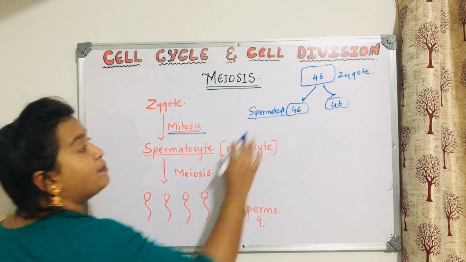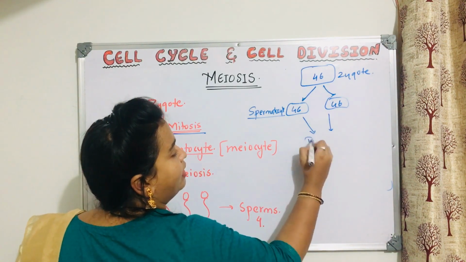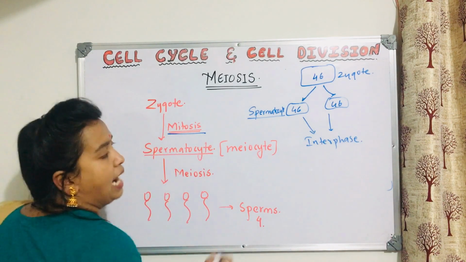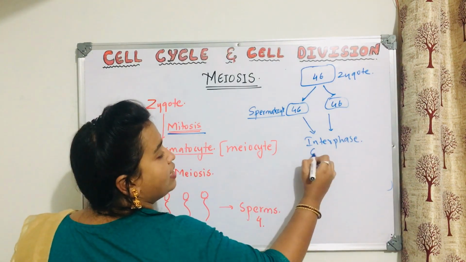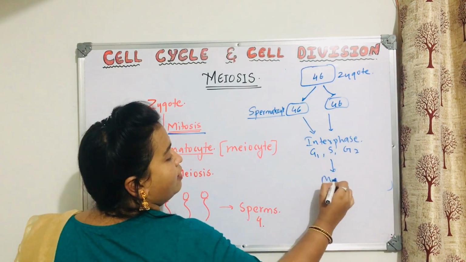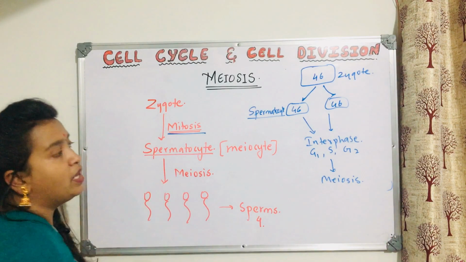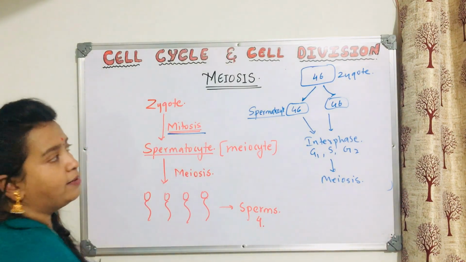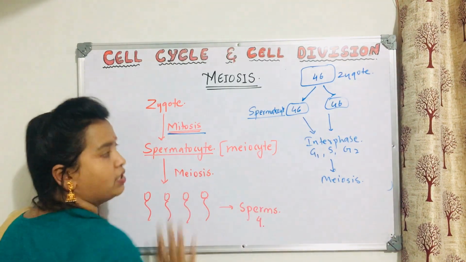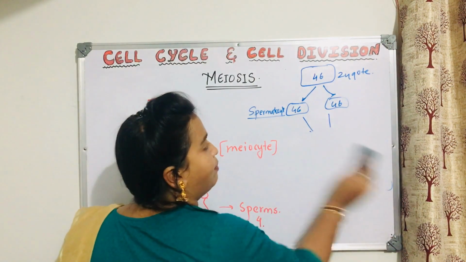Now, this spermatocyte, I told you, first it will enter interphase, right? When it enters interphase, it will complete the G1 and G2 phases. Then it will come for the meiosis division. Correct? Now the question is, why is this spermatocyte going through interphase before meiosis only? That is what we are talking about. See here, why does this happen?